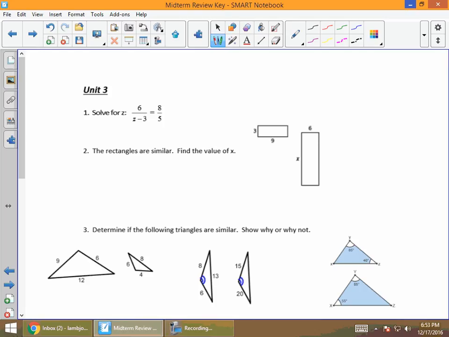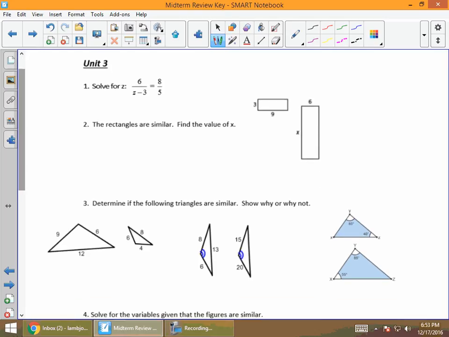Unit 3 was about proportion, so doing our cross multiply and divide and showing that things are similar. So that means their angles are congruent and their sides are proportional. So question number 1 first wants to make sure we know how to solve a proportion. This is going to be our cross multiply.